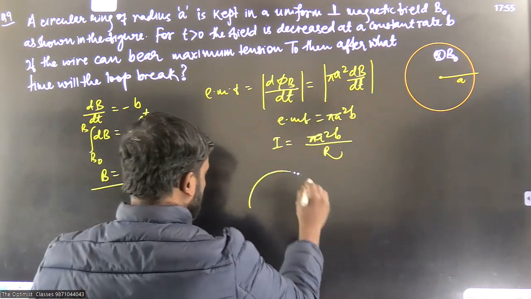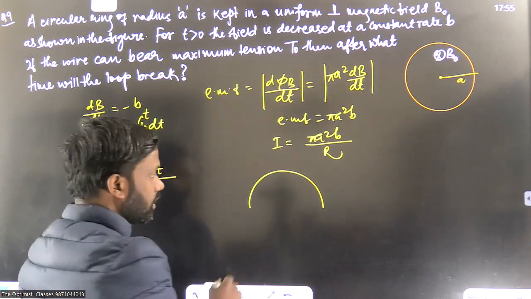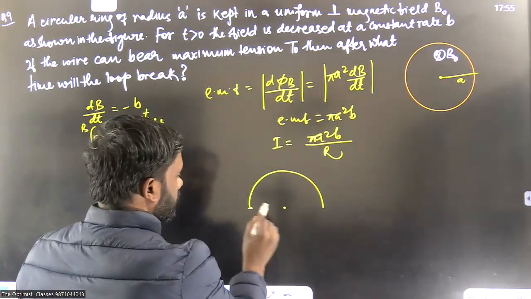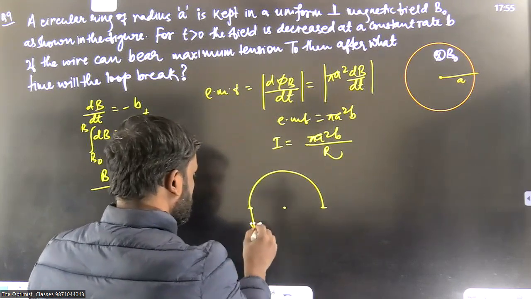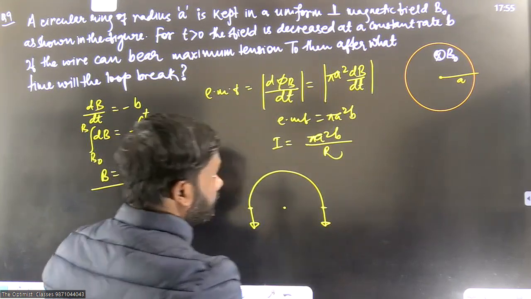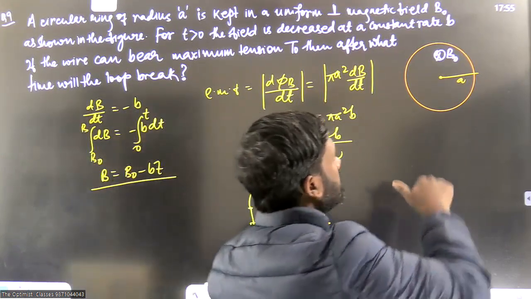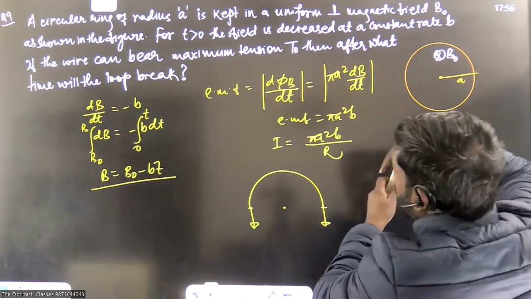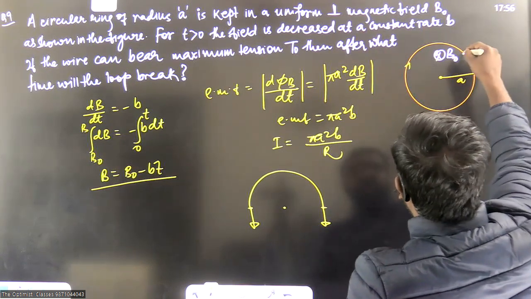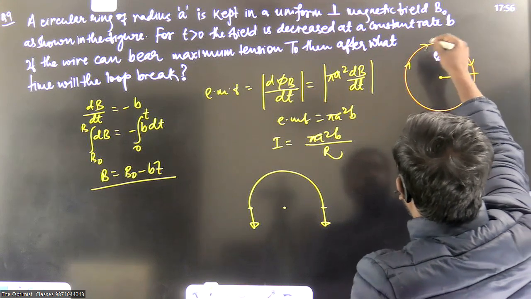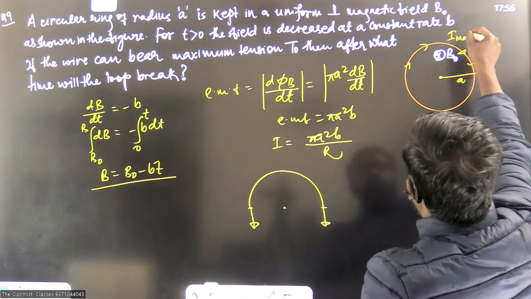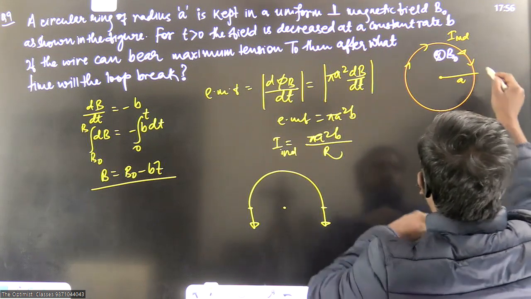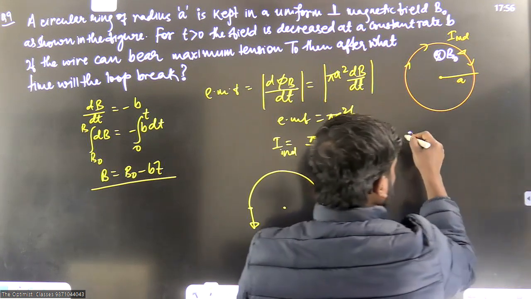To calculate tension, let us consider half of the wire. If you consider half of the wire, here and here tension will act in this direction. Here the magnetic field is decreasing, so current will get induced in the same direction as the magnetic field. So this is the direction of current. This is the induced current, I induced.